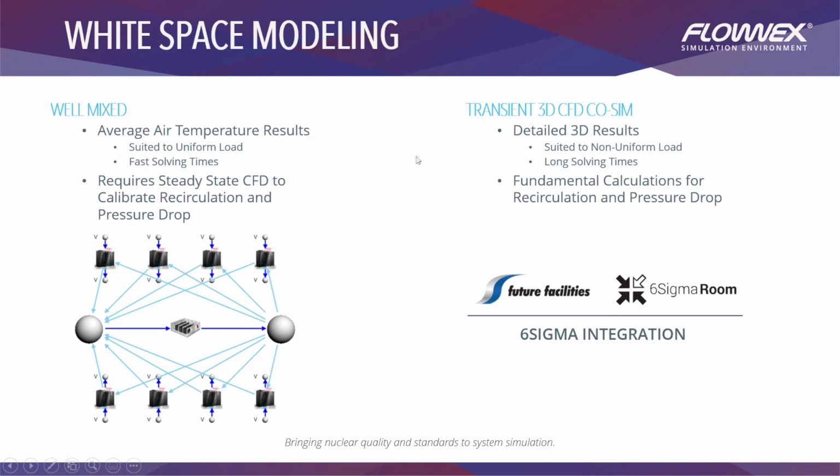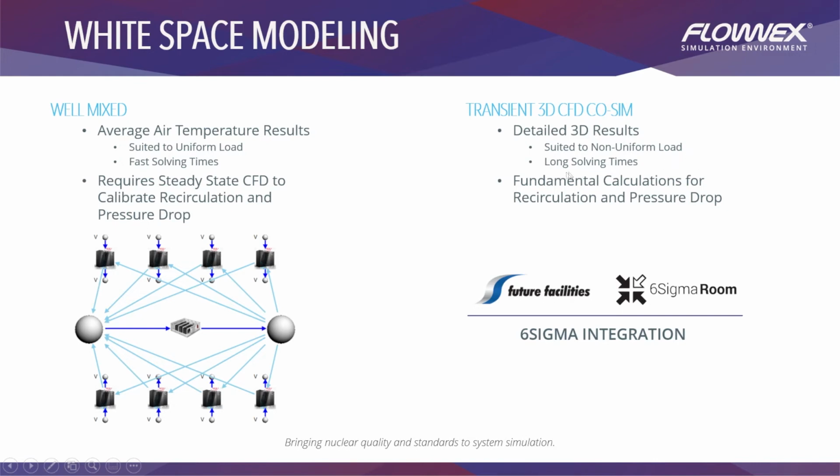The alternative approach is to couple the system modeling in Flownex with a full 3D CFD simulation. So here we typically use 6SigmaRoom developed by Future Facilities. And in the coupling of this, we have a dedicated component in Flownex to handle the data transfer between the two software packages and give you an easy way to co-simulate between the two tools.